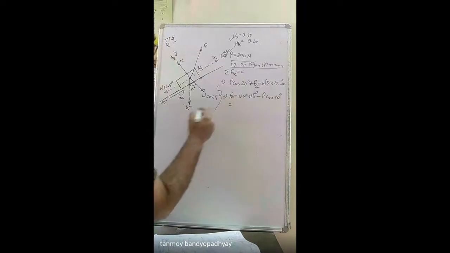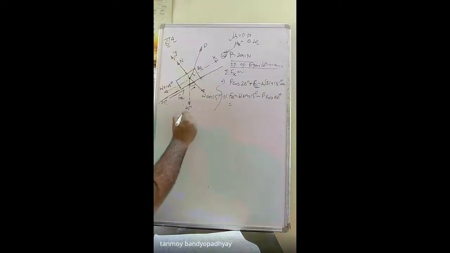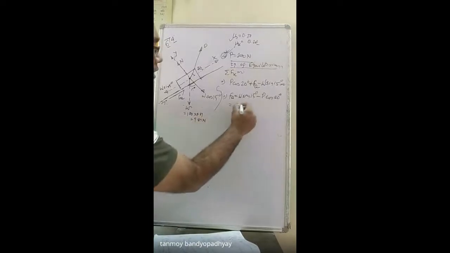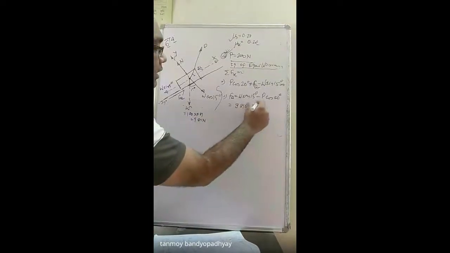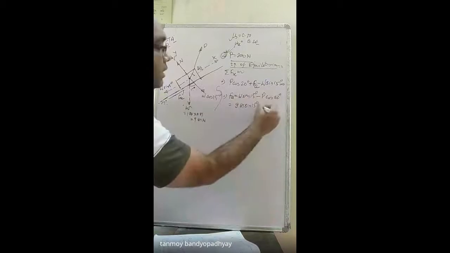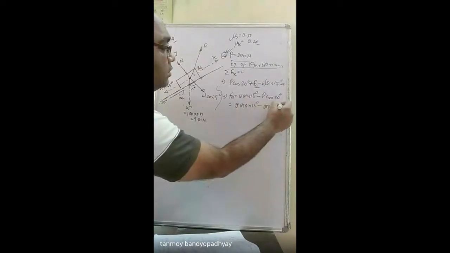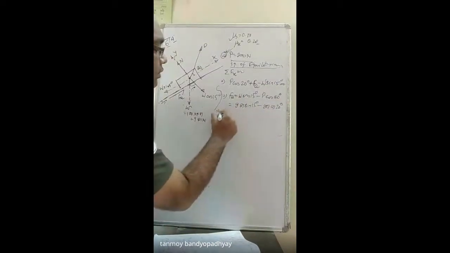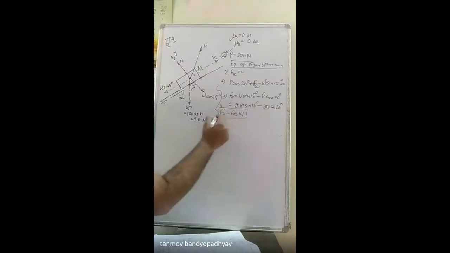So W, what was the weight? 981 newtons. So it is 981 sine 15 degree minus P is 200, so 200 cos 20 degree. Just check, FA is how much? 66 Newton. FA will be coming out to be positive and 66 Newton. So our assumption is correct.